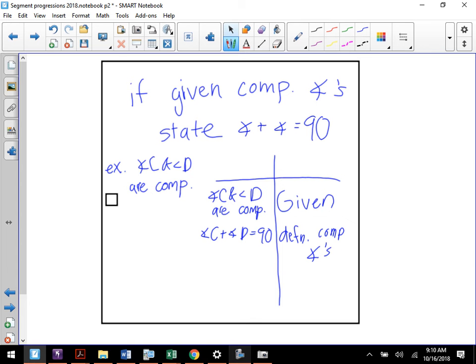Make sure you keep it straight. Supplementary 180, complementary 90. There you go. Just two more. But they're fast and they're easy and they're things that you guys know. It's just how do you take what you know and put it into groups.